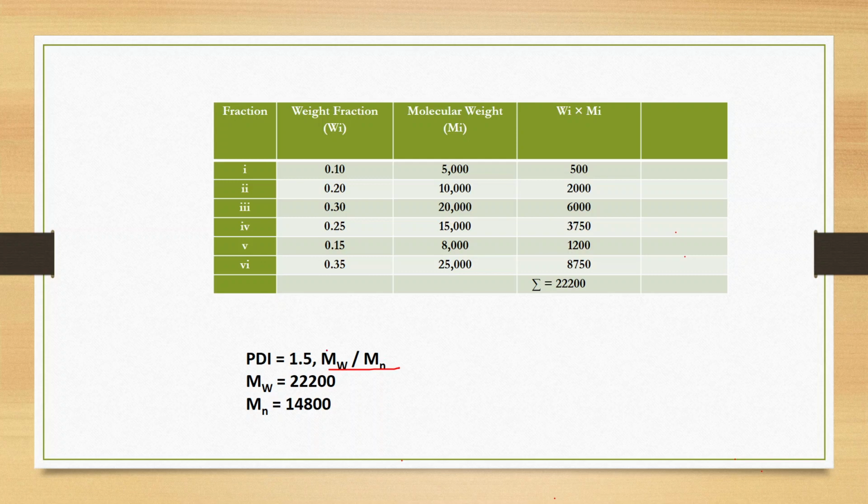So PDI equals MW by Mn. So how can you calculate Mn? Sorry, my handwriting is horrible as usual. PDI equals MW by Mn. Mn is equal to MW divided by PDI.